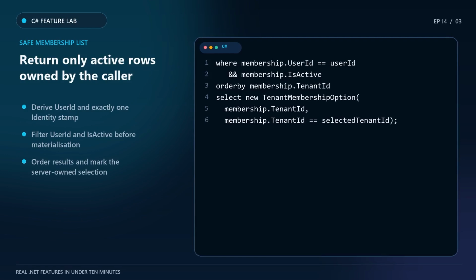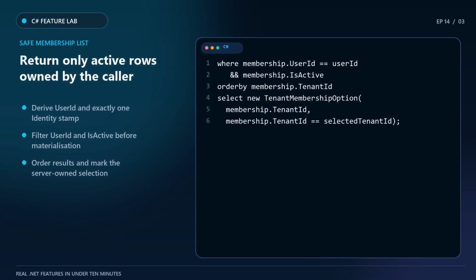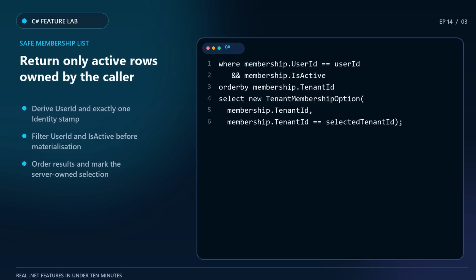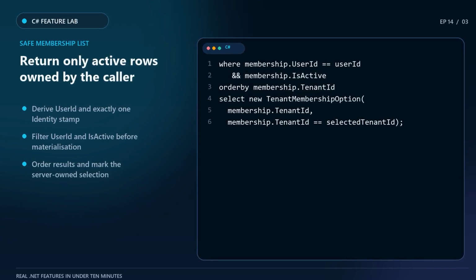The GET endpoint derives the standard name identifier and requires exactly one security stamp claim. The store reloads the current user with that identifier and stamp, so a token invalidated by an earlier switch cannot keep enumerating membership state. It then filters tenant memberships by the authenticated user and is active before materializing anything. Rows owned by another account and inactive relationships never enter the response.